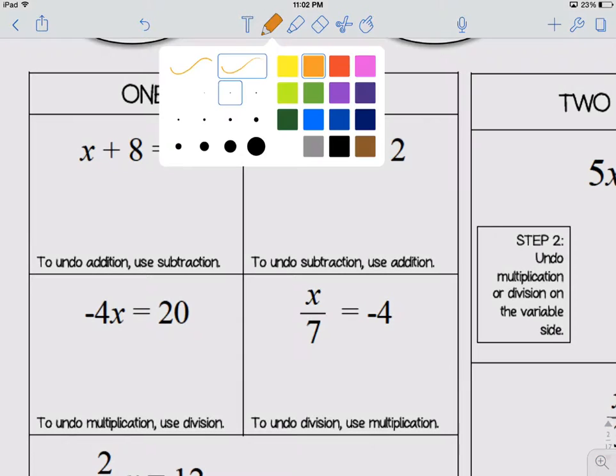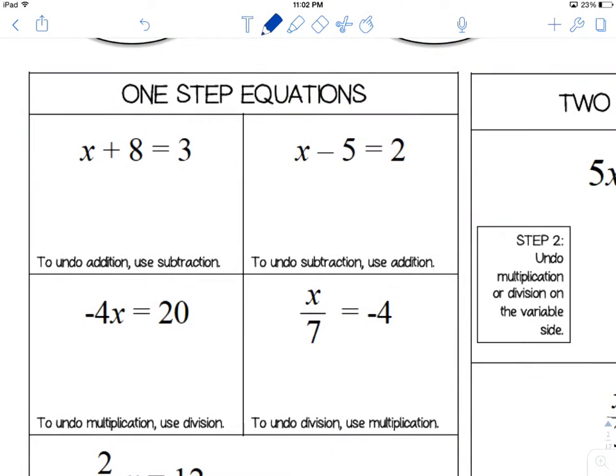So what you want to do is you want to divide this into the left side and the right side. Just draw an arrow down or draw a line down through the equal sign. Find your x. 8 is attached to the x by an addition sign, so we do the opposite of that, which is subtract. X equals negative 5.